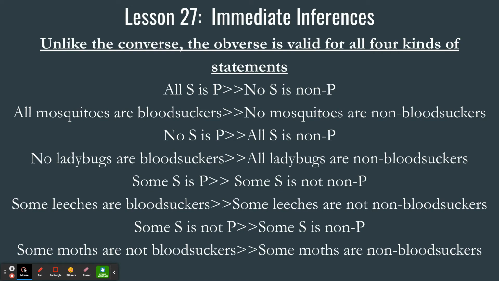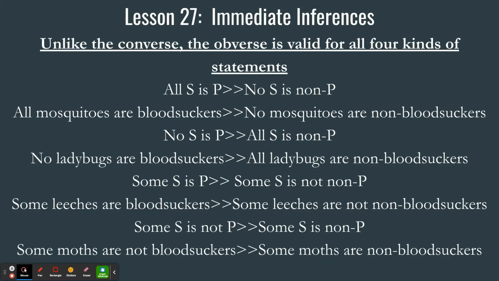How about no S is P? Reverse the quality, negate the predicate. No S is P becomes all S is non-P. So no ladybugs are bloodsuckers, all ladybugs are non-bloodsuckers. Some S is P, some S is not non-P. Some leeches are bloodsuckers, some leeches are not non-bloodsuckers. Some S is not P, some S is non-P. Some moths are not bloodsuckers, some moths are non-bloodsuckers. So you can take the obverse. Now, converse only works for E and I. Obverse works for all four.